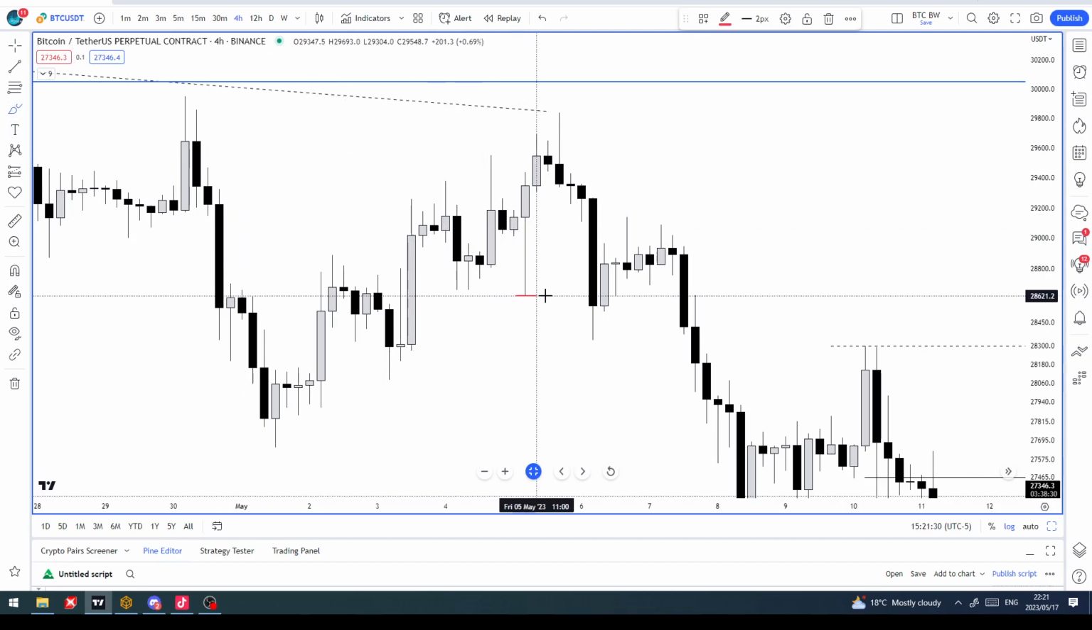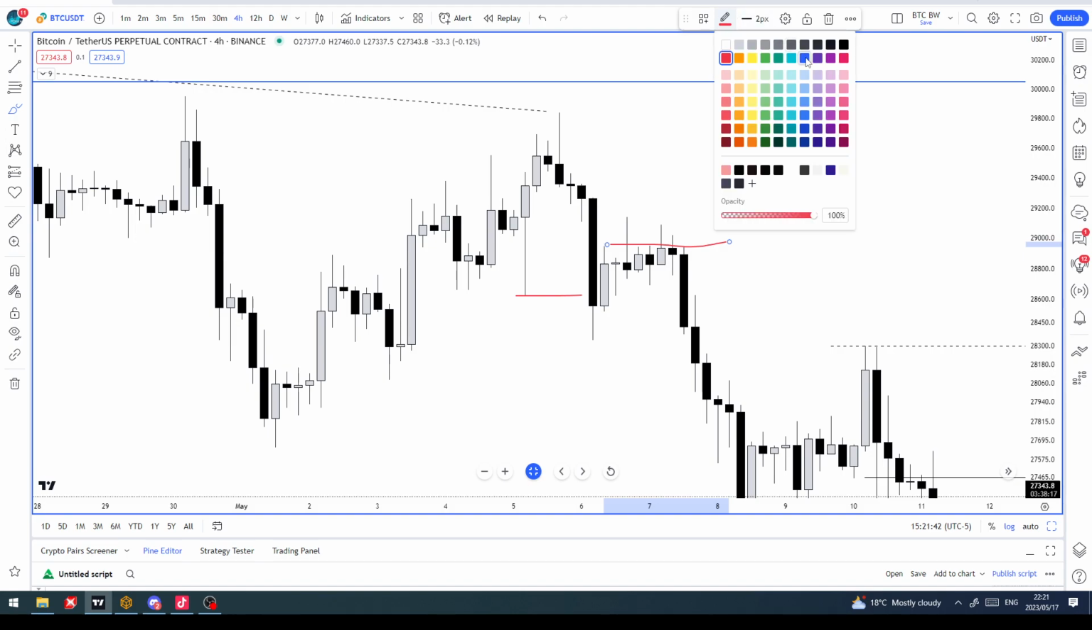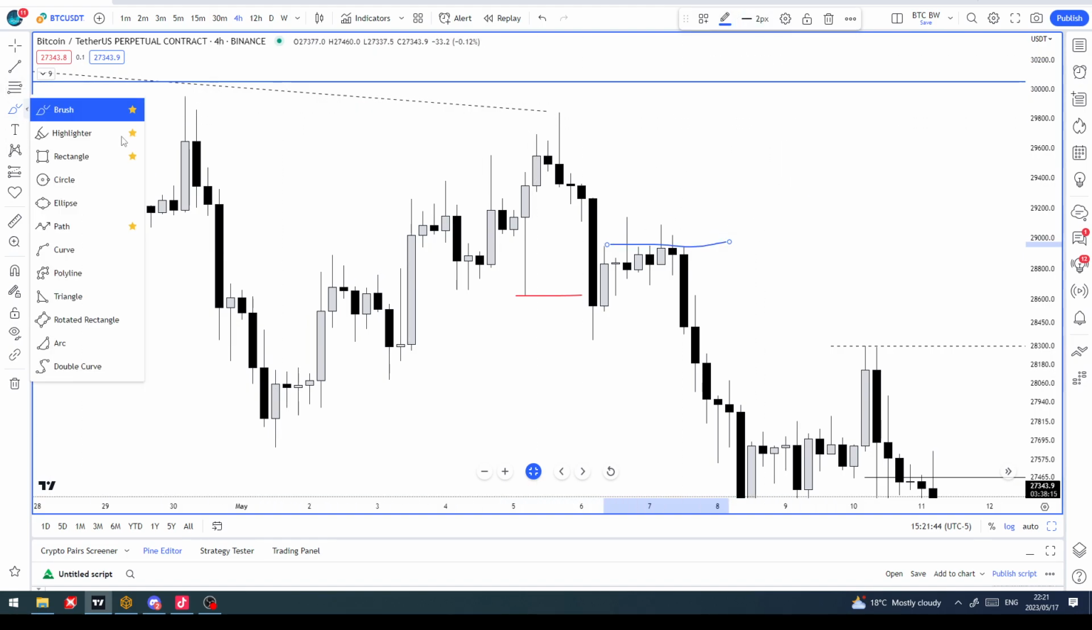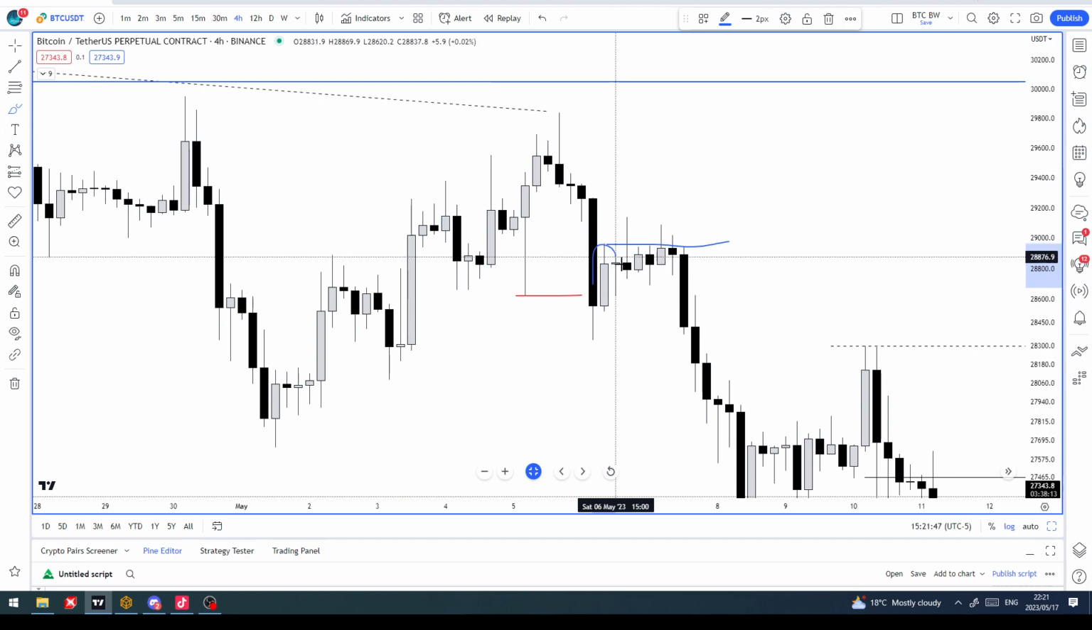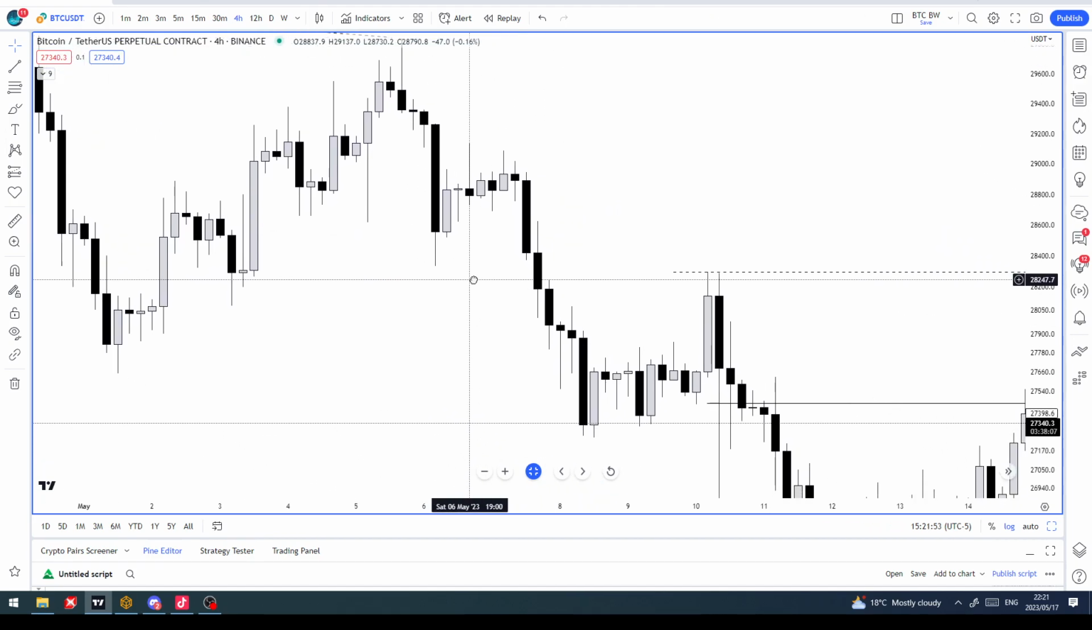That's all that it is. A low being broken, leaving an FEG behind. We close below that low. The very next candle's high becomes liquidity. What do? We grab the liquidity and we move. See that? It's the same thing over and over and over again.